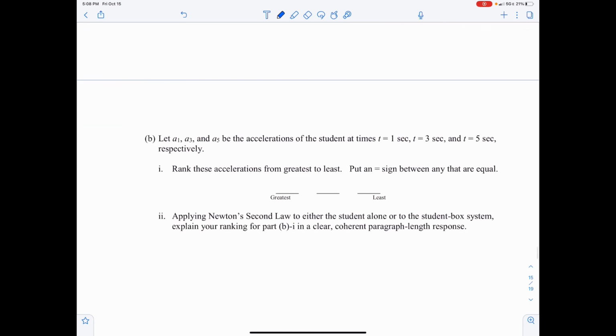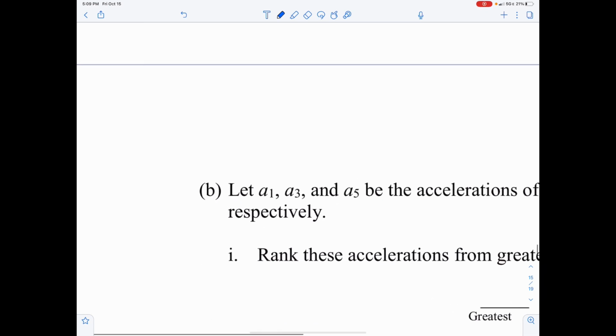Let A1, A2, and A3 be the accelerations of the student at 1, 3, and 5 seconds respectively. Rank them from greatest to least. Put an equal sign between any that are equal. Well, the acceleration is going to be greatest when net force is greatest.